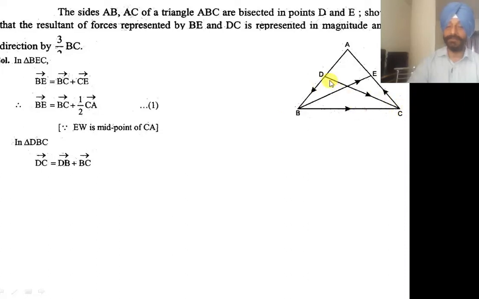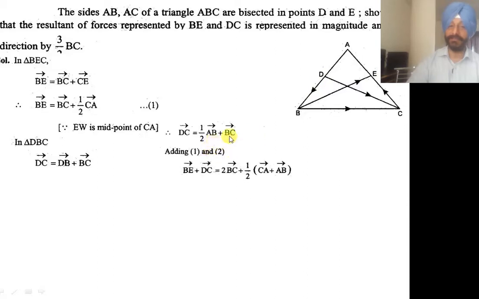we see DC is equal to DB plus BC, but DB is half of AB. So DC is equal to half of AB plus BC. Now adding 1 and 2, BE plus DC is equal to 2 BC plus half CA plus half AB.